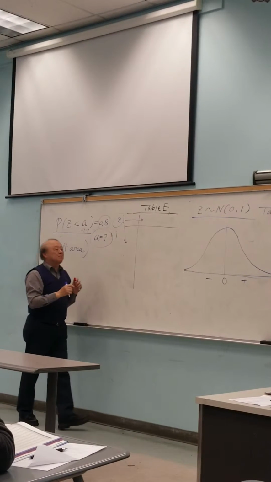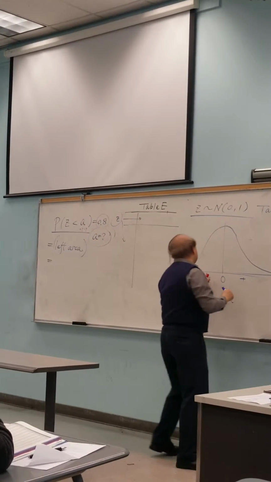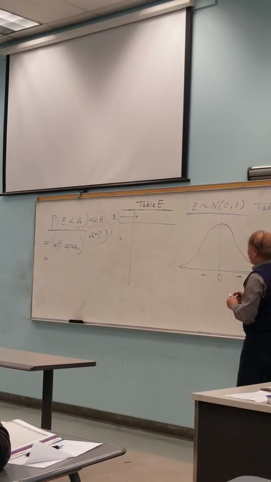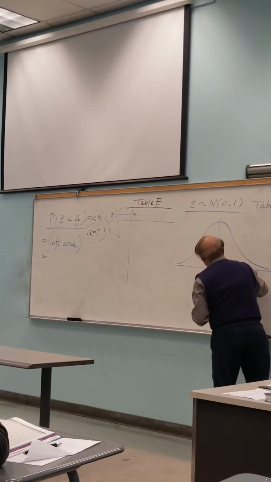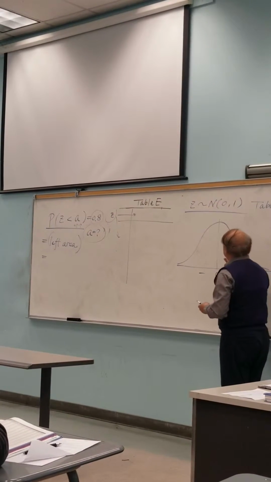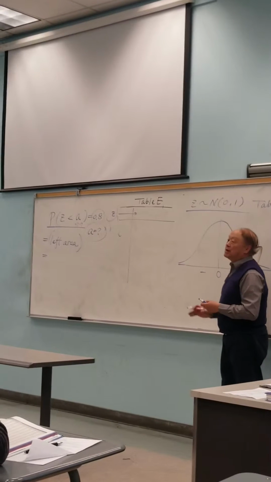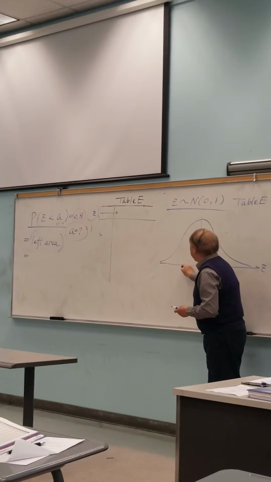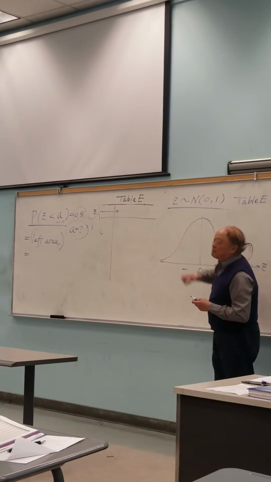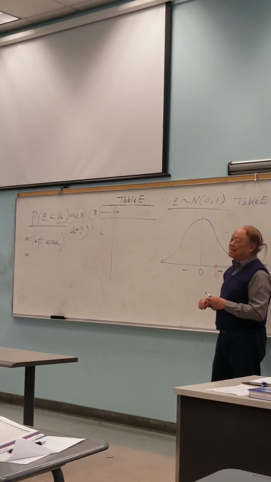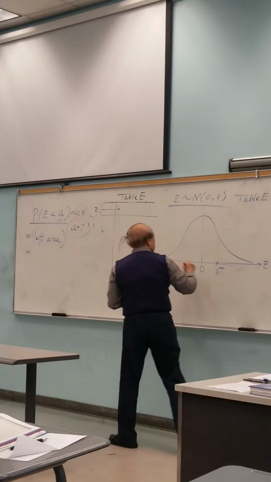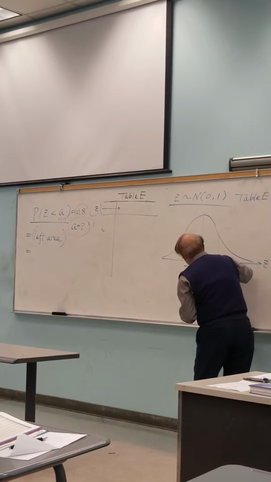Where do you think the point is? Is point A here, or here? It should be here. Because only when A is positive can the left area be more than half. If A is negative, the left area must be less than half; it cannot be 80%. So A must be somewhere here.